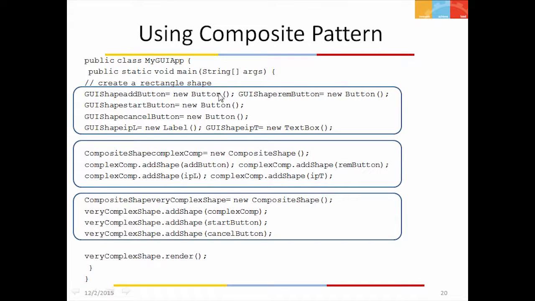So this is how I'm first creating simple set of shapes, then I'm creating slightly more complex, then I'm creating even more complex shape, and then I'm saying very complex shape dot render. This render will call render method of all these buttons, and render method of this will call the render method of add button, rem button, and so on.